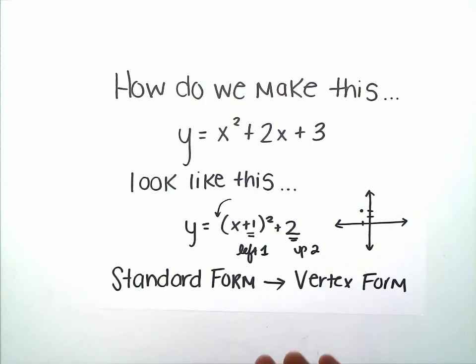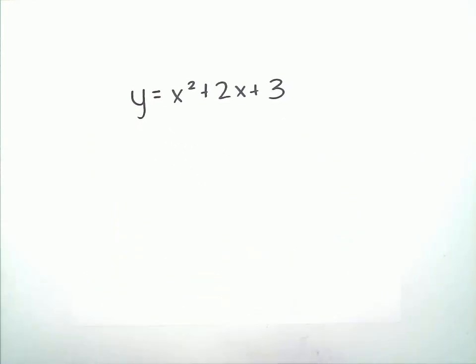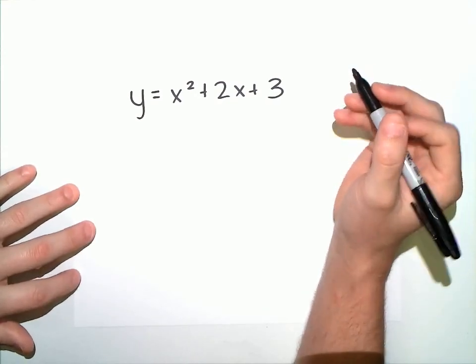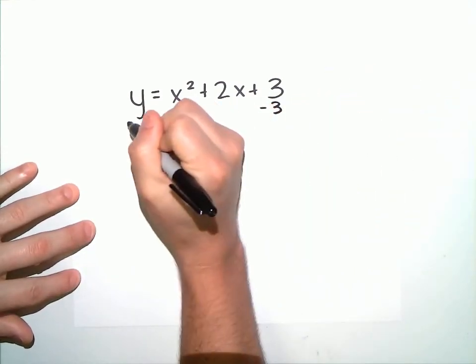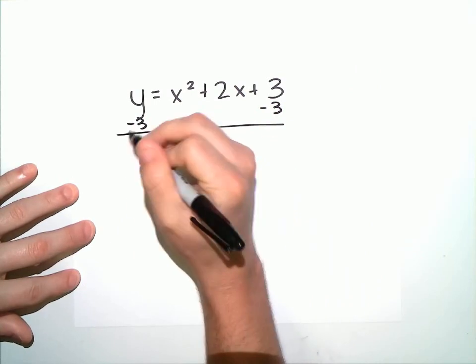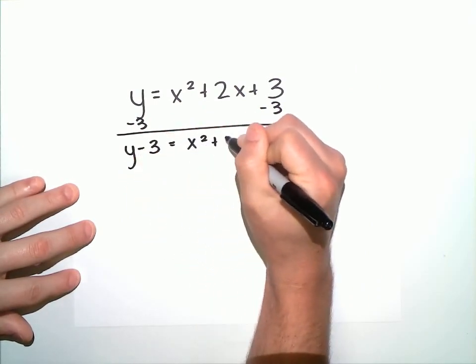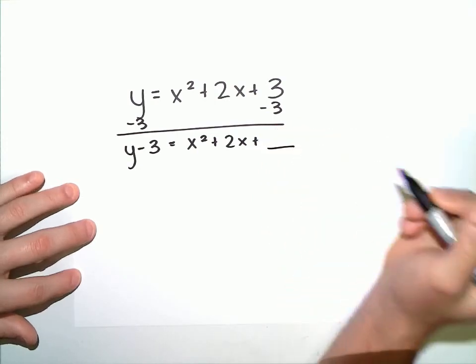So I want to show you how we do that. And so we're going to start back with this question, y equals x squared plus 2x plus 3. And in order to write this in vertex form, we're going to start through the steps of completing the square. So the first thing we're going to do, just like completing the square, is we're going to subtract 3 from both sides. And we're going to get y minus 3 equals x squared plus 2x plus blank.